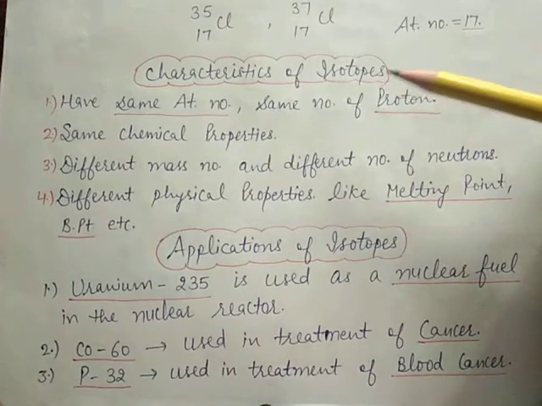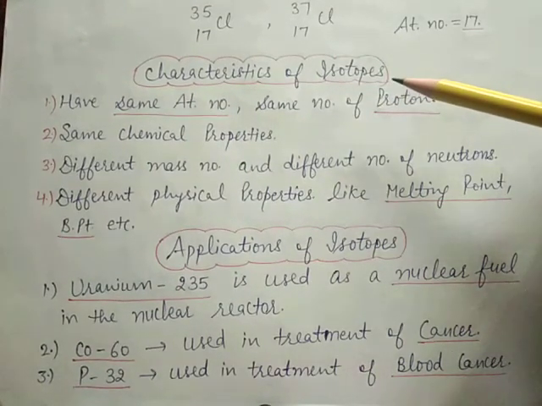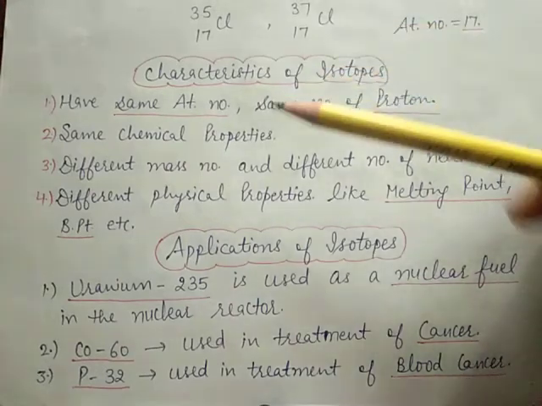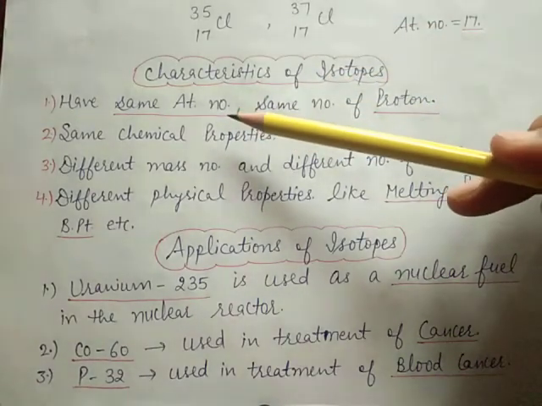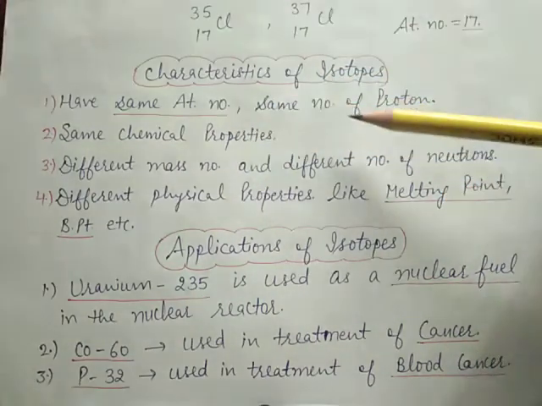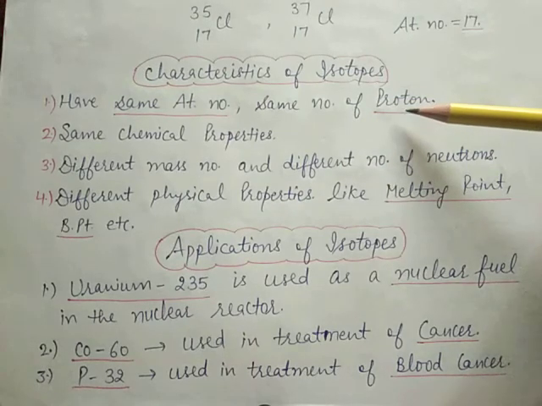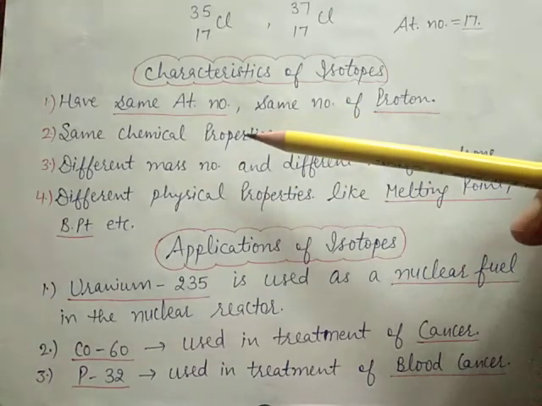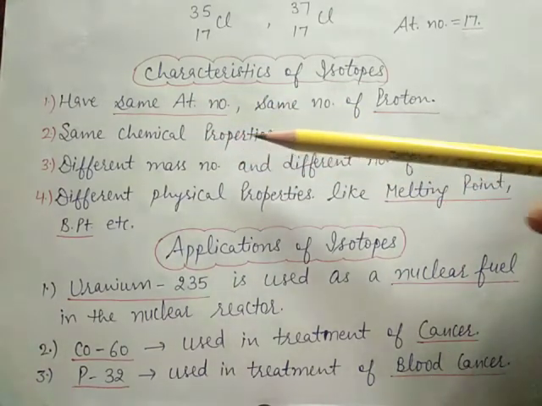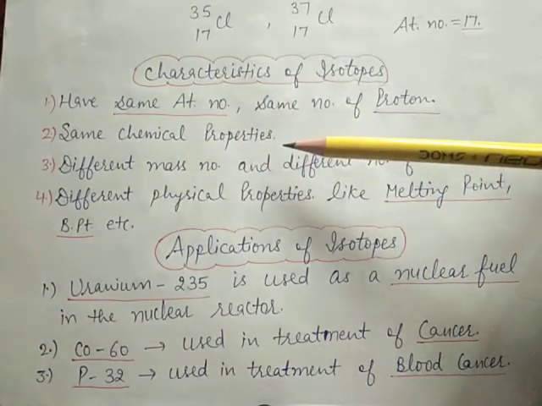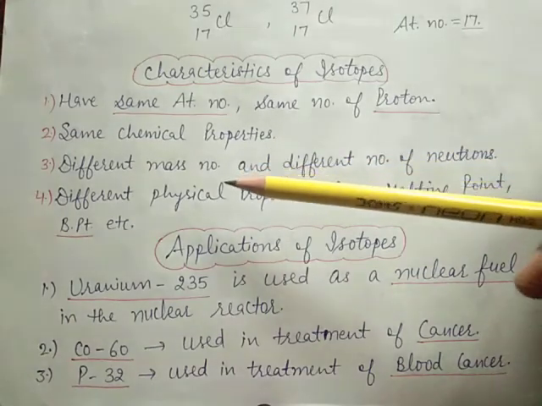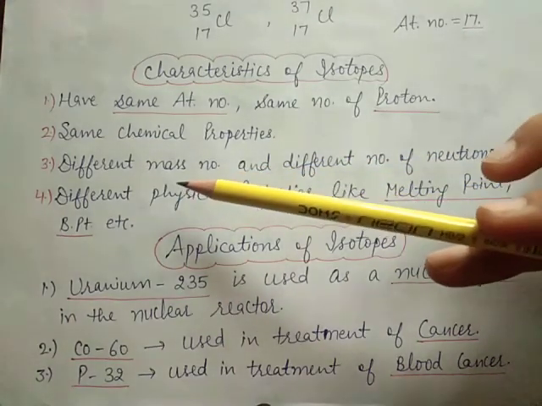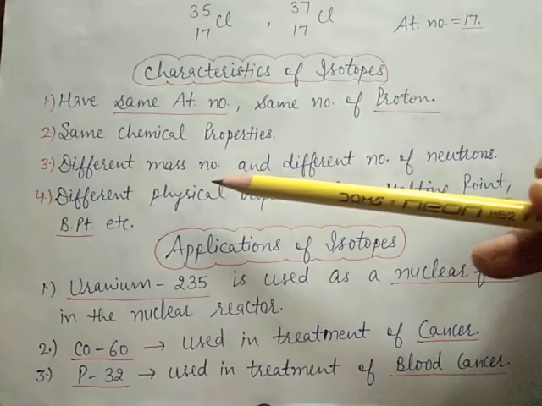Now, what are the characteristics of isotopes? Isotopes have the same atomic number, meaning the same number of protons. Second point, isotopes have the same chemical properties. Third point, isotopes have different mass number.